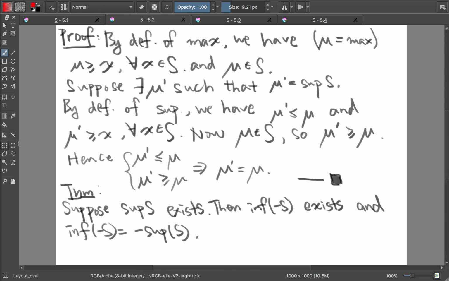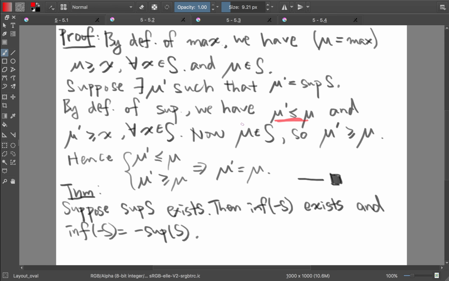So then we assume that there exists some mu prime such that mu prime is a supremum of S. By the definition of supremum, we have mu prime smaller than or equal to mu, and mu prime greater than or equal to x for all x inside S. The first statement tells us that mu prime is the least upper bound, and the second statement tells us that mu prime is an upper bound.